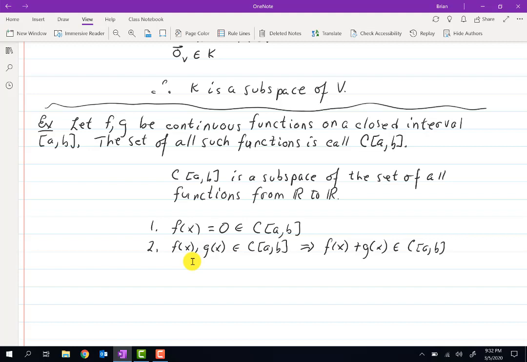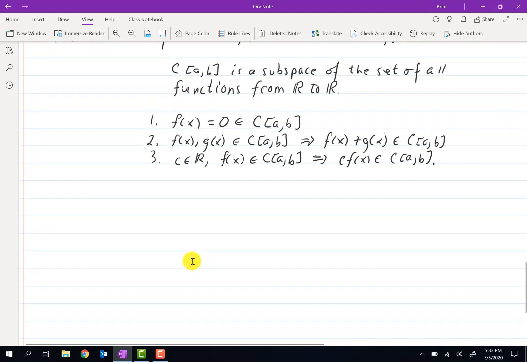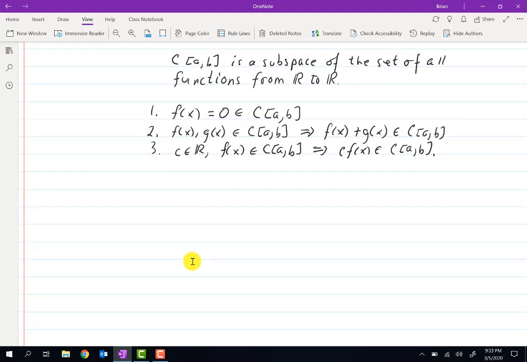And last one, this shouldn't be so hard at all. If you have a real number c and you have a function f in C[a,b], another result from calculus is that c times f of x is in C[a,b]. Okay, so it's a subspace. That's not really important for what I wanted to do.